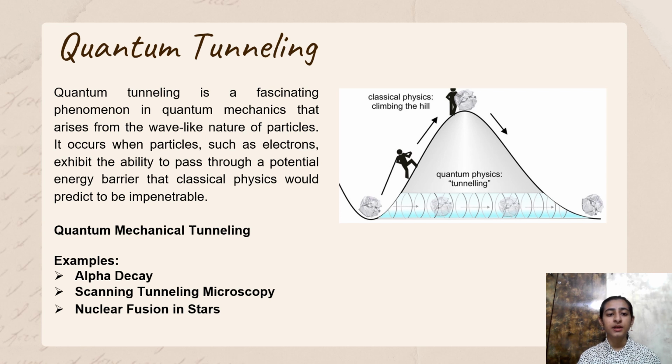Next, we have quantum tunneling. Quantum tunneling is a fascinating phenomenon in quantum mechanics that arises from the wave-like nature of particles. It occurs when particles, such as electrons, exhibit the ability to pass through a potential energy barrier that classical physics would predict to be impenetrable. Quantum mechanical tunneling examples include alpha decay, scanning tunneling microscopy, and nuclear fusion in stars. So here is a diagrammatic representation of quantum tunneling. So this is a very simple diagram which represents how quantum tunneling exactly works.